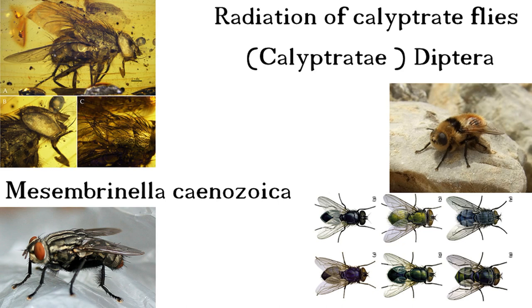pollinators. Factors that help their success are likely their co-evolution with angiosperm plants and the widespread radiance of mammals, for which they acted as parasites or decomposers. Included is the Mesembrinella cyanozonica, an early calyptrate preserved in amber from the Paleogene.